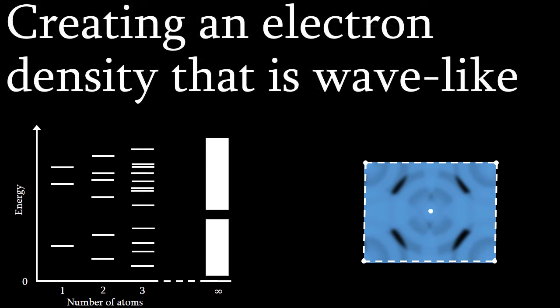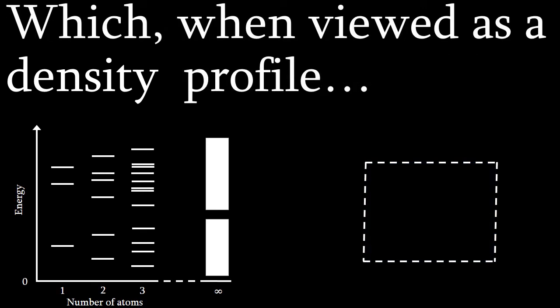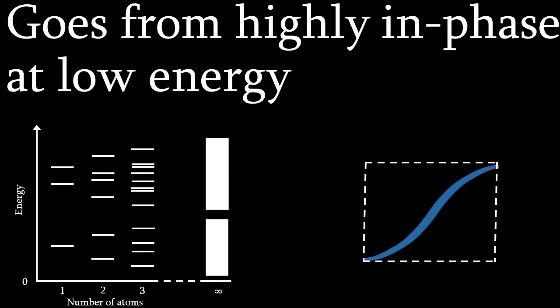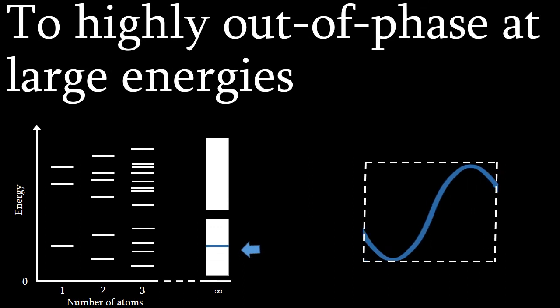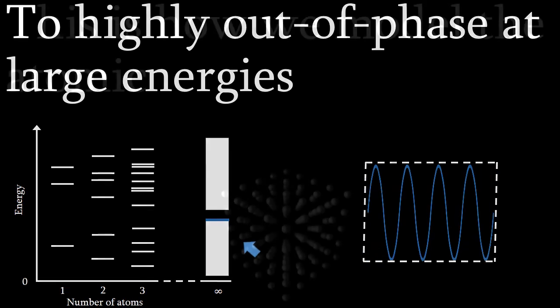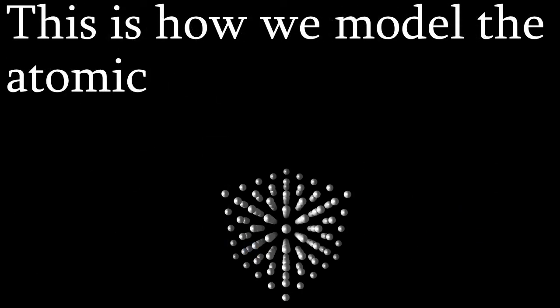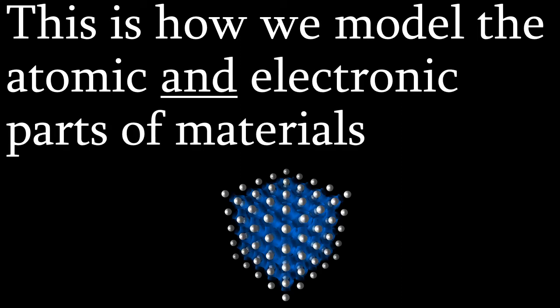Creating an electron density that is wave-like, which, when viewed as a density profile, goes from highly in phase at low energy to highly out of phase at large energies. This is how we model the atomic and electronic parts of materials. This is an accurate simulation of electron density in silicon, by the way.